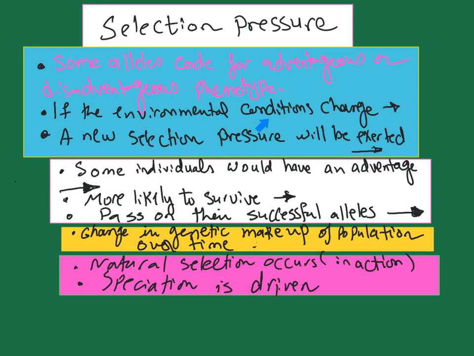But if the environmental conditions have changed, now a new selection pressure will be established. Some individuals would have an advantage over the others. These are the ones who are more likely to survive, and they are going to pass on their advantageous alleles or the successful alleles. Over time, the gene pool is going to change in genetic makeup of the population and the allele frequency. So natural selection is now in action, and finally speciation is driven.